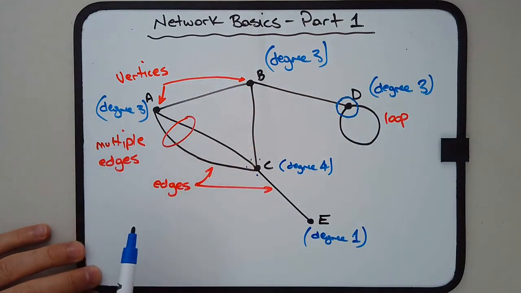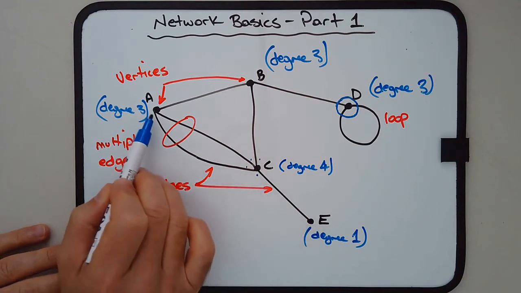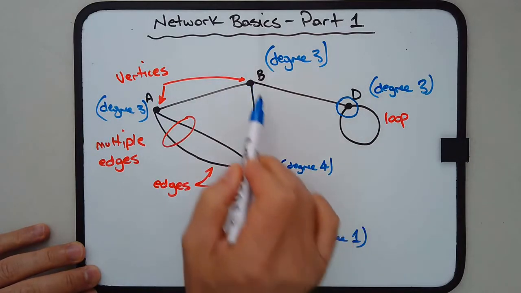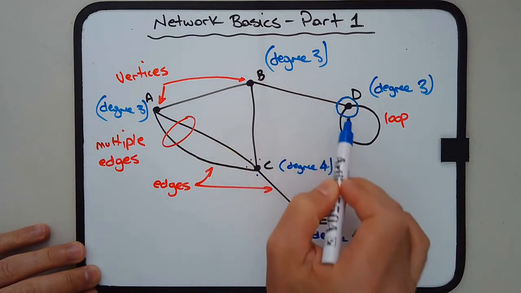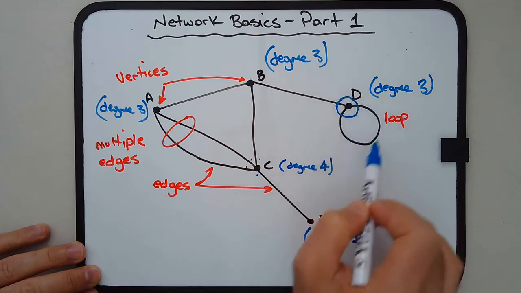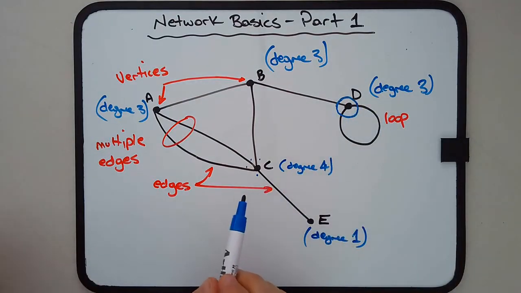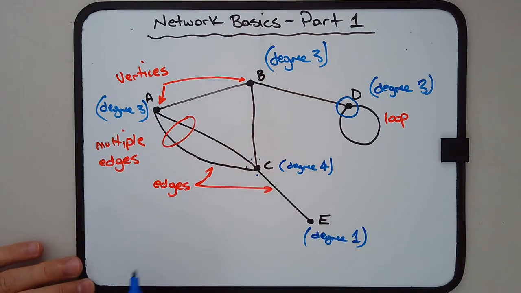How many edges do we have? We've got 1, 2, 3, 4, 5, 6, 7. The loop is 1 edge. Okay. The sum of the degrees in a network is double the number of edges. Okay. Very, very important, that one. And that's a very useful rule.